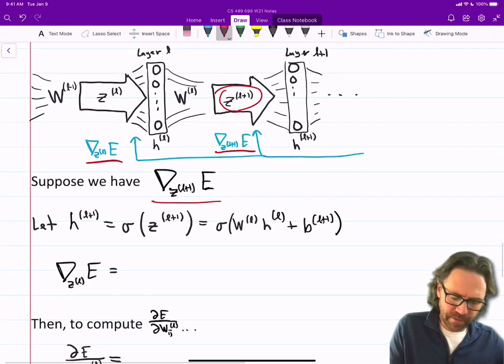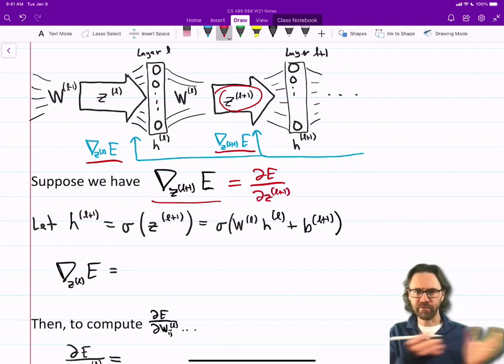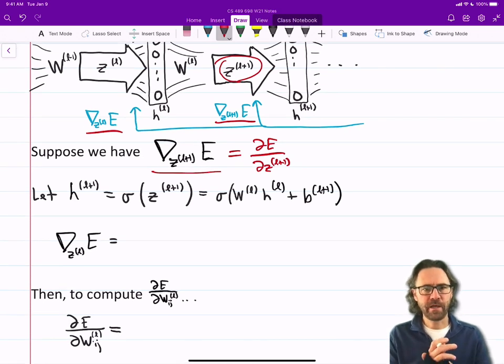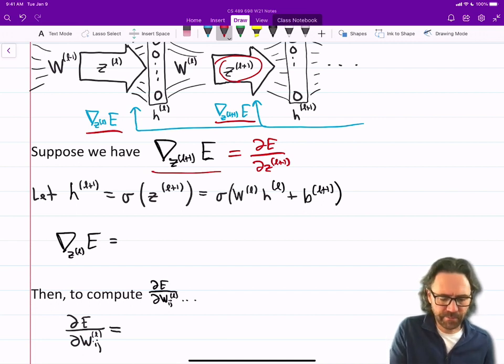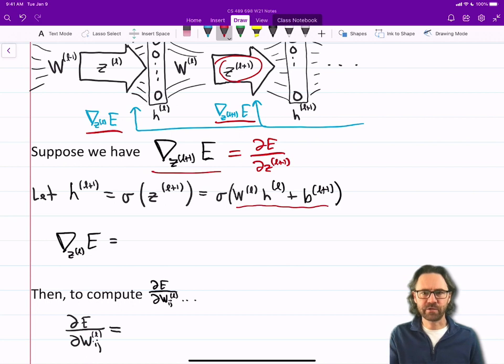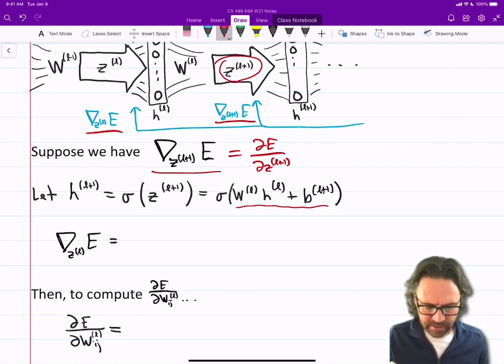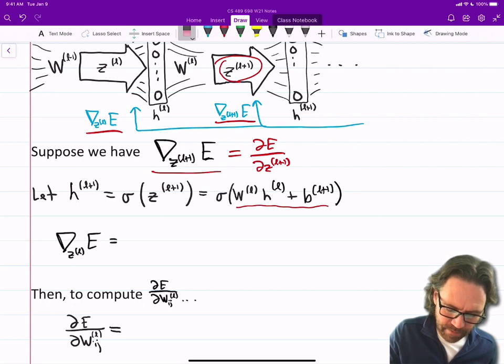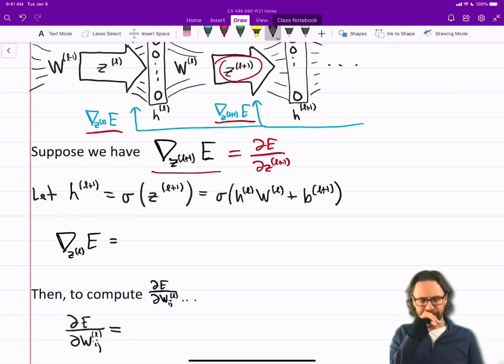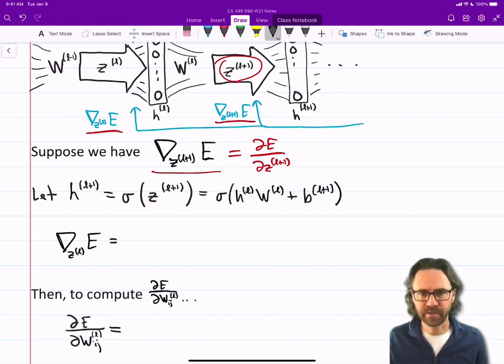Sometimes you'll see that written ∂E by ∂Z^(L+1), but I'm trying to move towards the nabla notation. Now remember that H^(L+1) is basically the input current put through the activation function, and the input current itself is computed using the connection weights and then adding the biases. Oh, this is backwards. Let me change that to H^(L) times W^(L), because H is assumed to be a row vector.